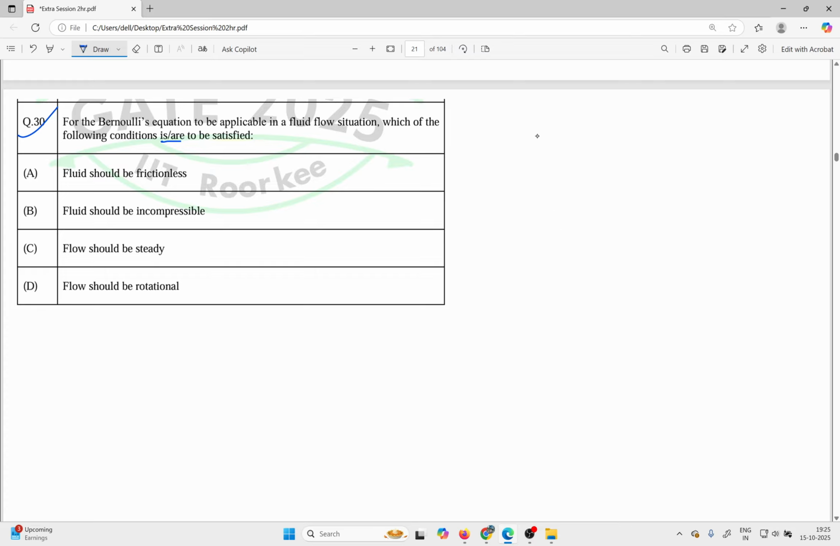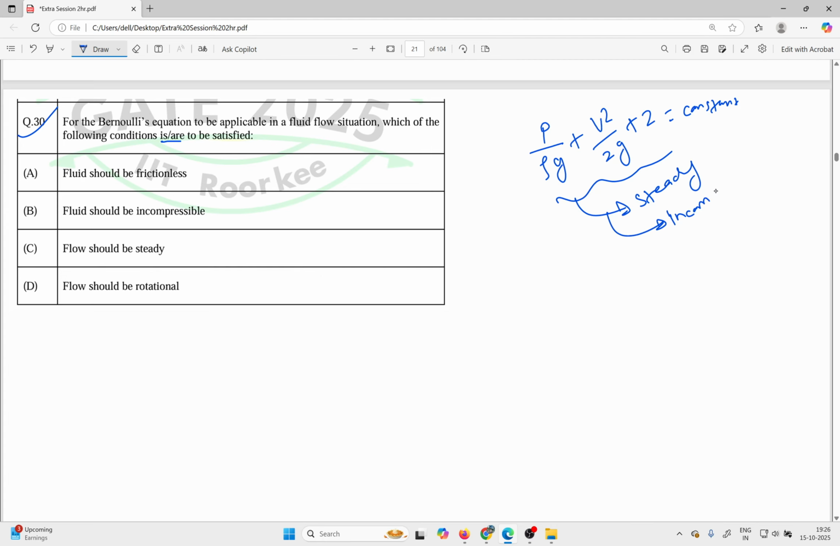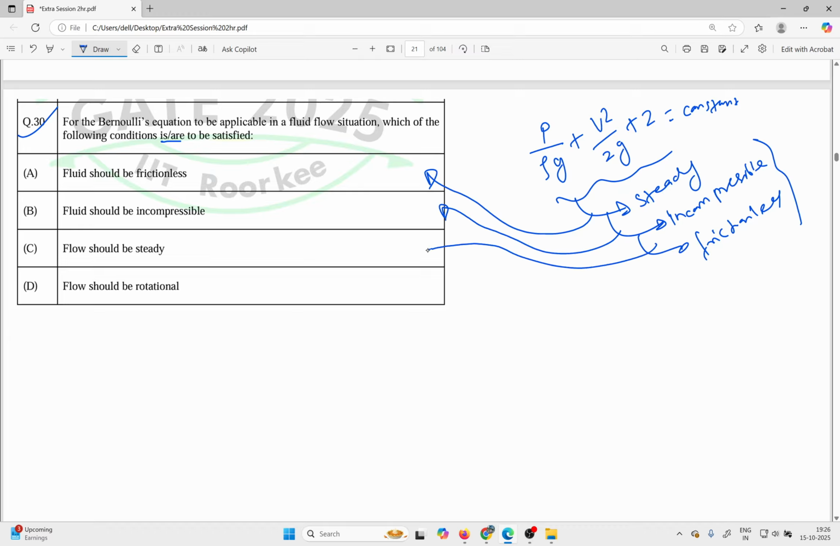So Bernoulli's equation, as you know, as I have discussed many times, P by rho g plus V square by 2g plus Z is equal to constant. So for deriving this, we have assumed already the flow is steady, incompressible, and frictionless. So these are the main three. So you can compare from the list. These all three options are correct.